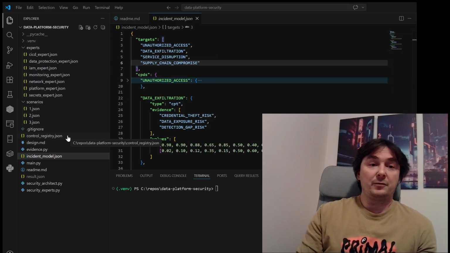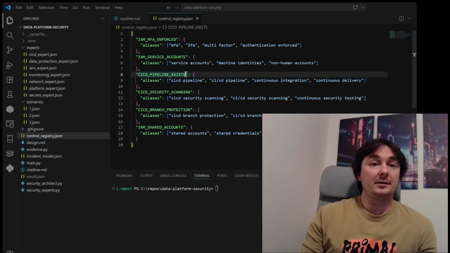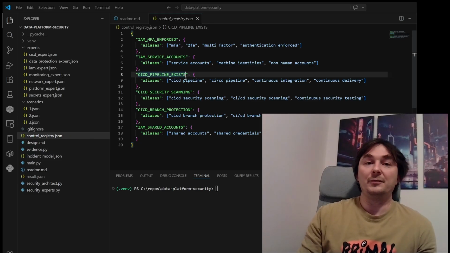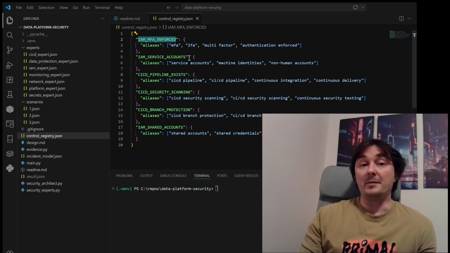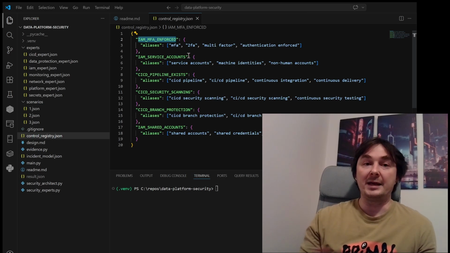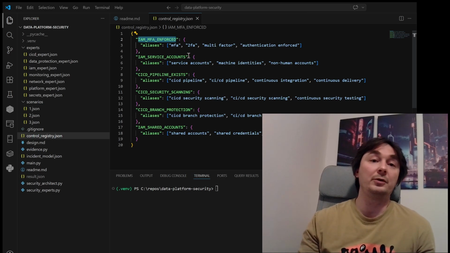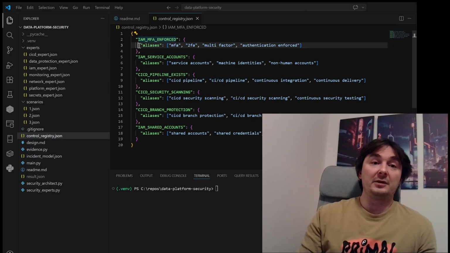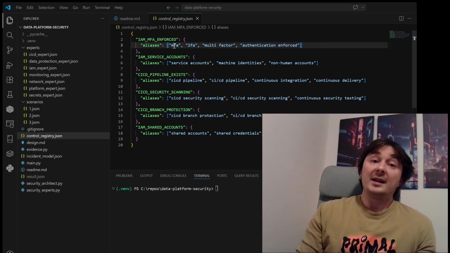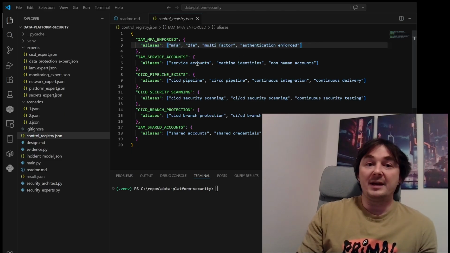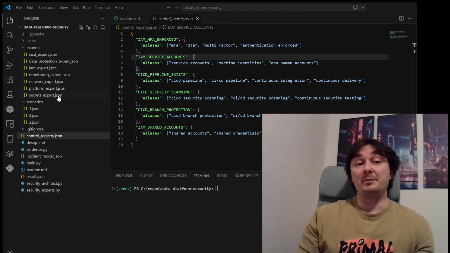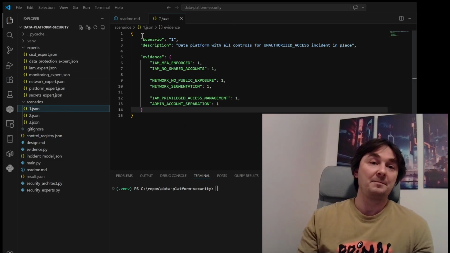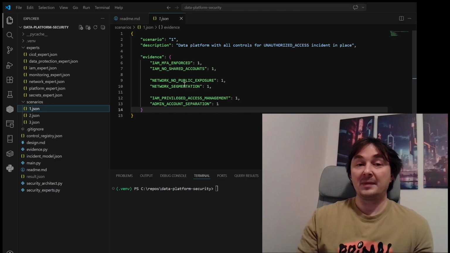Now, on top of that, for simplicity, I added the dictionary, which is not full yet, but basically it is possible to use IAM-MFA enforced as a name of the control that can be implemented or not implemented. But on top of that, it has some aliases like MFA, 2MFA, 2FA, multi-factor, and so on. And it would be possible in my scenarios, which are here, to use all of those.